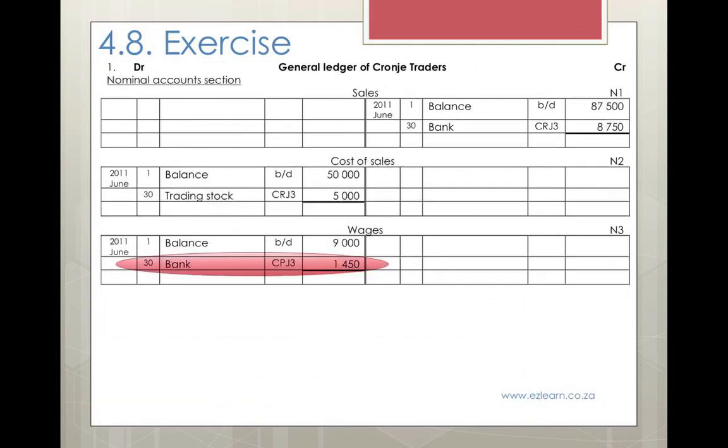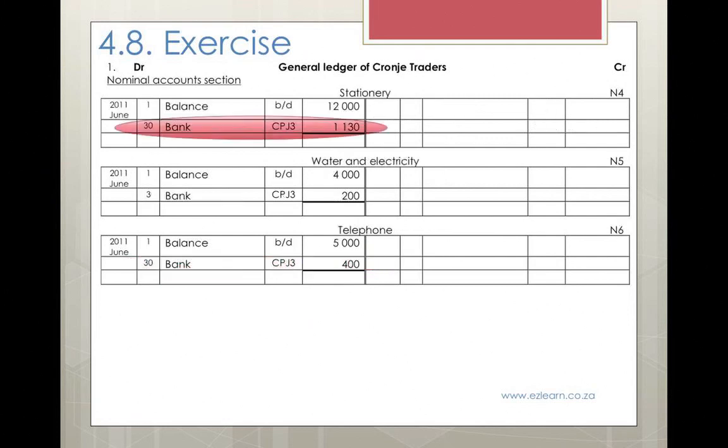Wages is an expense and so will be debited by the amount of 1450 that was paid. Details bank, folio CPJ3 as you did before. Stationery is an expense and therefore is debited as it decreases equity. On the 30th, your contra account is bank, it's from CPJ3 and you will enter the amount of 1130. Again, just a quick reminder that your trading stock amount in the cash payments journal only went to trading stock. Nothing else was involved.